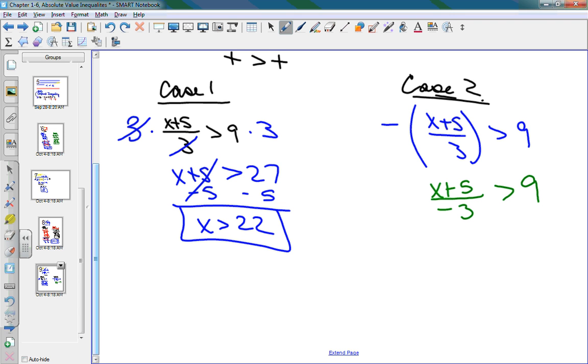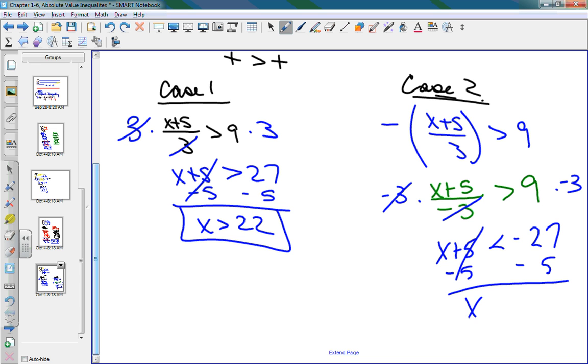So now how do I get rid of that -3? Multiply both sides by -3. And what happens when you multiply both sides by -3? We flip the sign, and I'm going to get -27. Less than -27. Now what? Subtract the 5, and I'm going to get x is less than -32.